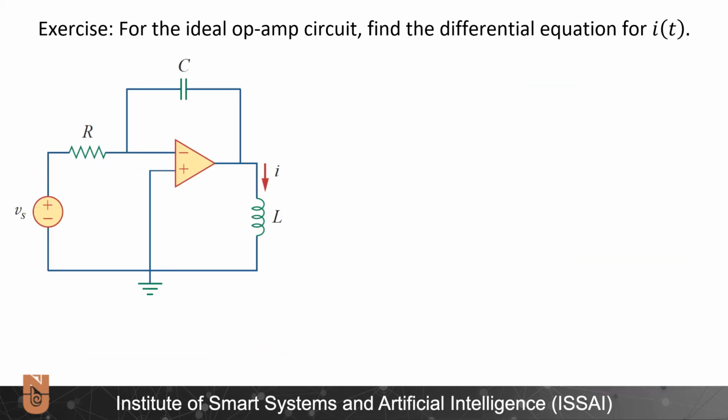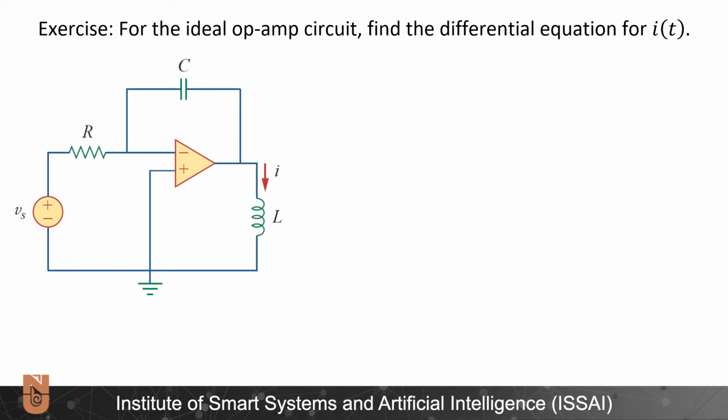For the ideal op-amp circuit, find the differential equation for i(t). Now you have two options. One, you might panic. Second, you might say that I know how to solve op-amp circuits, and I know how to write differential equations for circuits which contain RLC elements. I will solve this. I recommend you choose option 2.